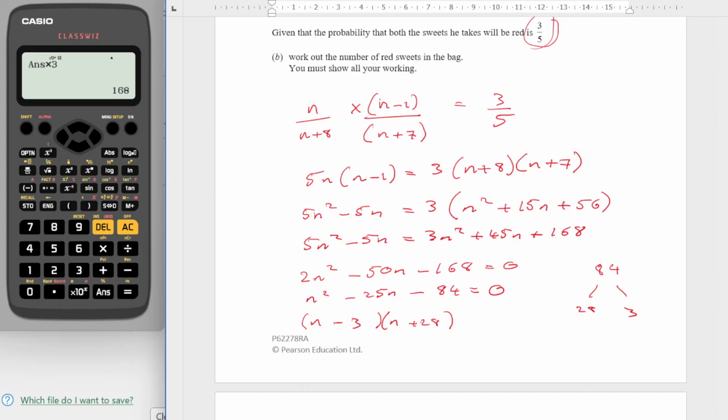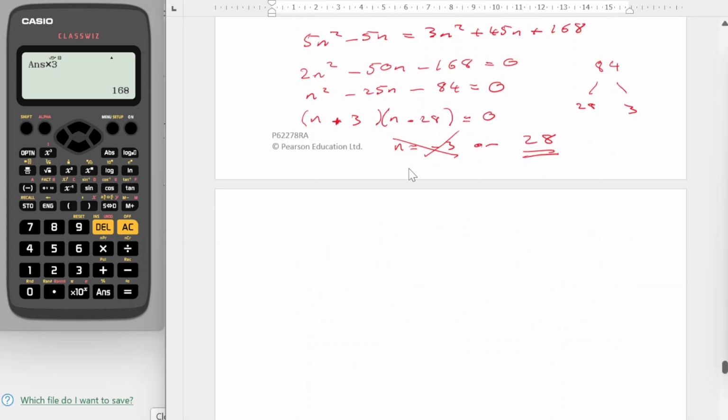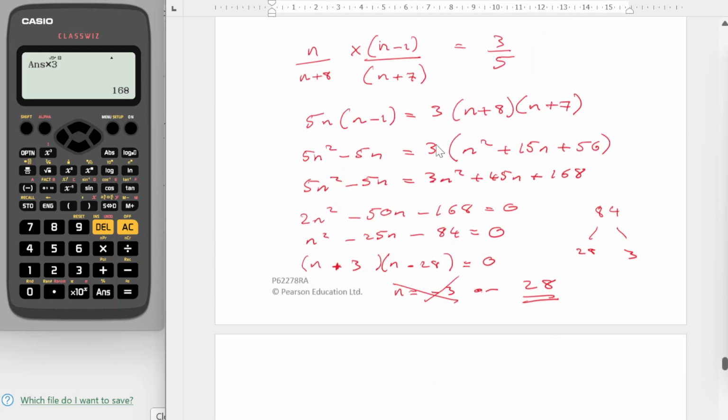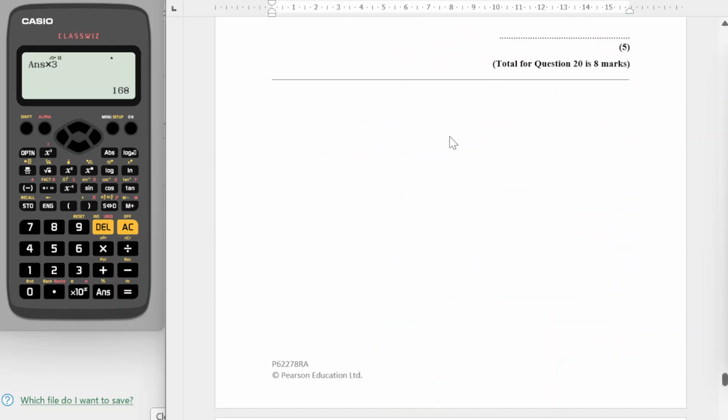Let's just double check that. I've got that the wrong way around. So if I multiply that out, that will give me n squared minus 28n plus 3n, so that would work, meaning that n is either equal to minus 3 or 28. We would get rid of the negative value because we can't have a negative number of sweets, so we would have 28 sweets. We've actually got our answer line here, but our answer is 28.